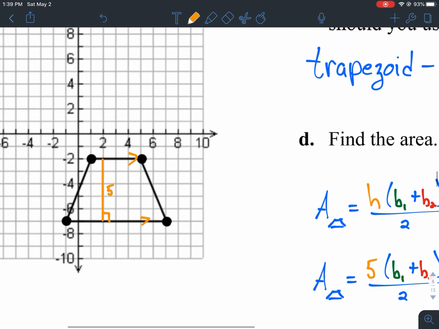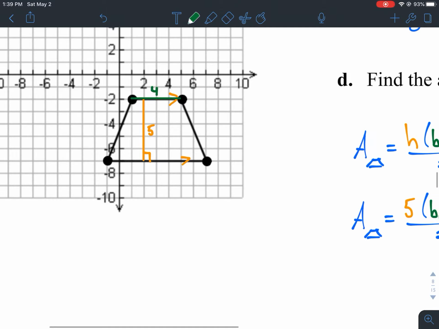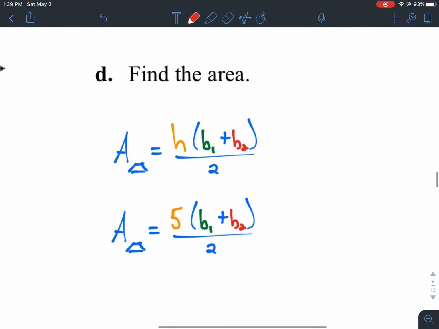Alright, so for base 2 and base 1, you take a look at the picture. Again, bases are the two sides that are parallel to each other. So it's going to be this top piece right here. We can call that base 1, and that has a distance of 4 units. And then base 2 is going to be this bottom side, and that has a total distance, if you count it out, of 8 units.